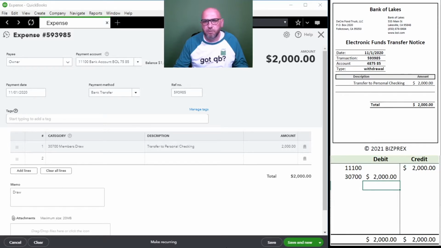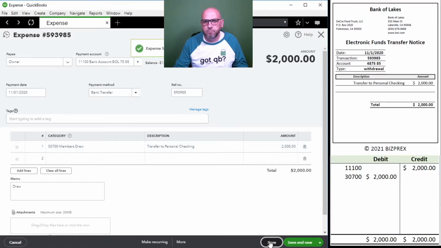So here it is, right? This amount right here, this 2,000, right? It's a debit to account 3,700, right? And at the same time, this account, it also shows up right here, right? It's a credit to account 11,100 right here, right? So we're gonna go ahead and save it. All right, save.